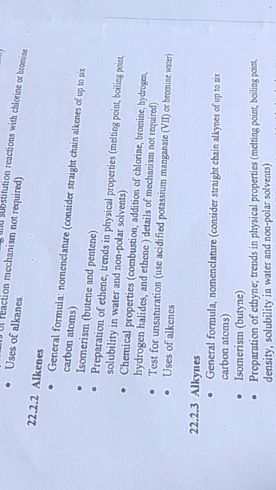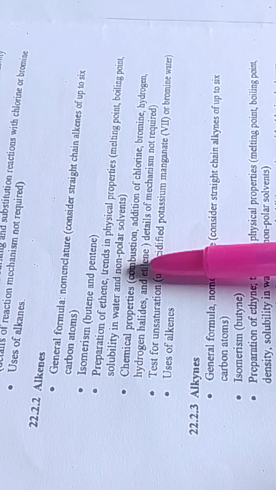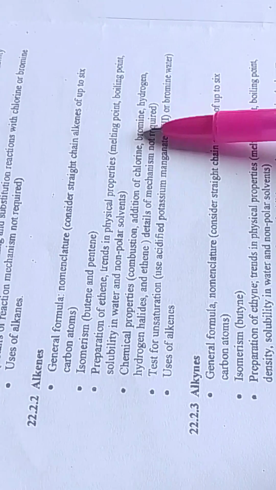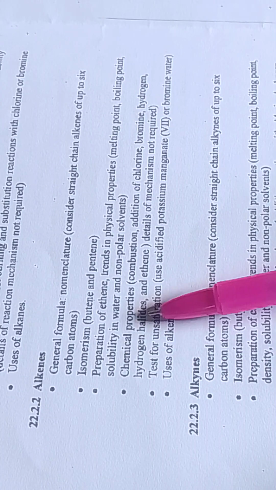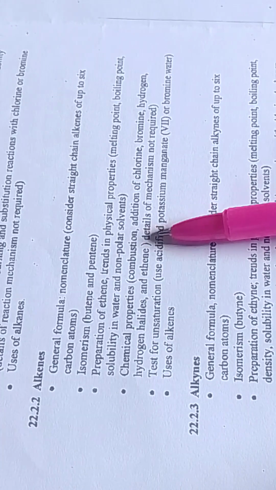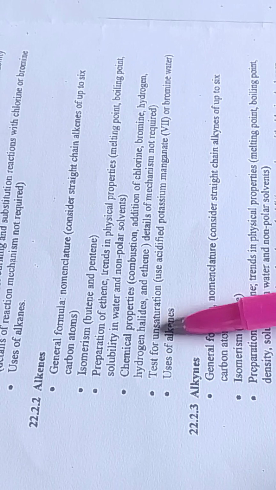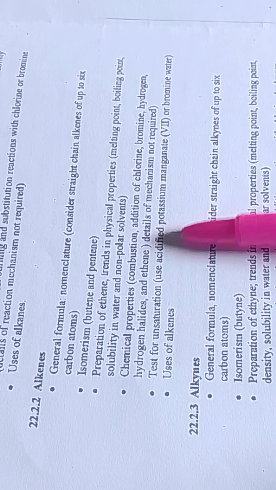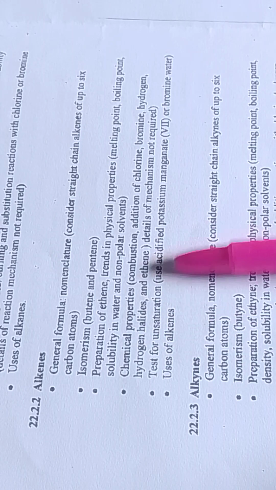A non-polar solvent is a solvent that does not dissolve in water, while a polar solvent is a solvent that dissolves in water. Now, chemical properties, including combustion, addition of chlorine, bromine, hydrogen halides, and ethene. Details of mechanism not required. Again, the test for unsaturation. This is mostly in paper 3.